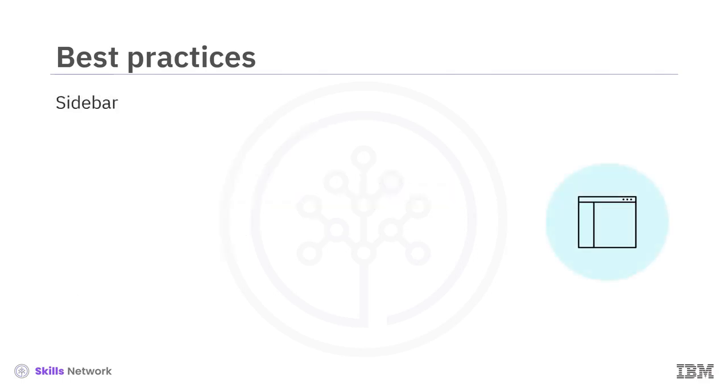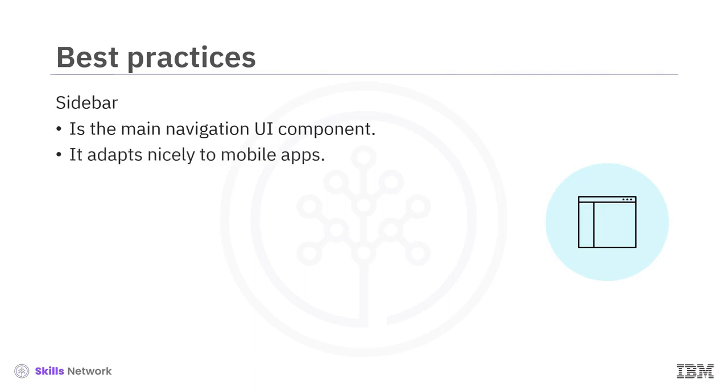Let's now understand the best practices in the sidebar component. The sidebar, also known as the vertical left side navigation, is the main navigation UI component that offers room for growth and greater familiarity with users. Due to its left alignment and vertical orientation, it also adapts nicely to mobile apps. The best practice for sidebars is to make them stand out by using a noticeable design, such as contrasting the main body of the text.